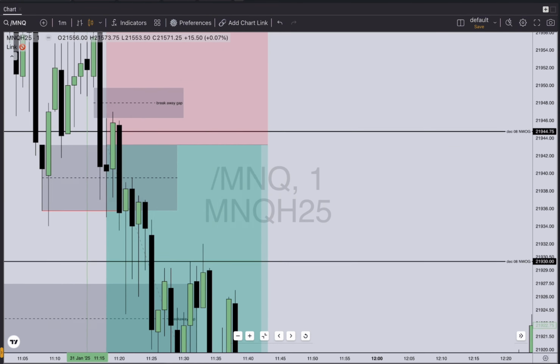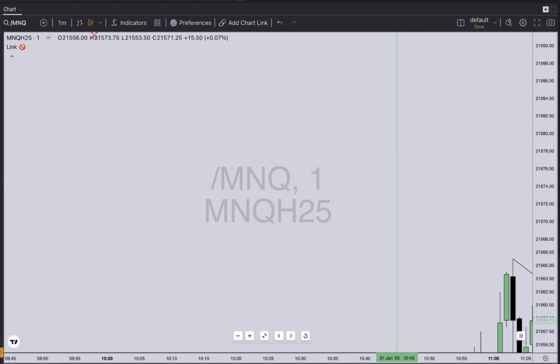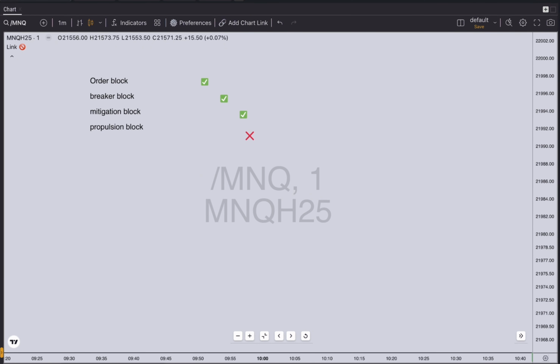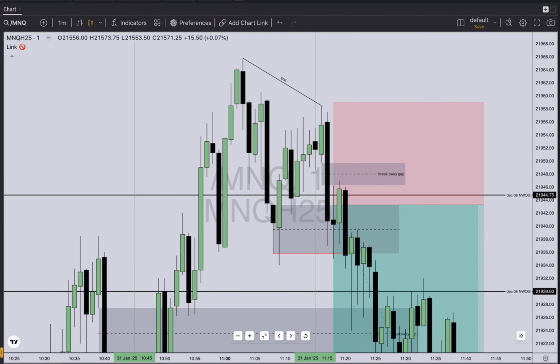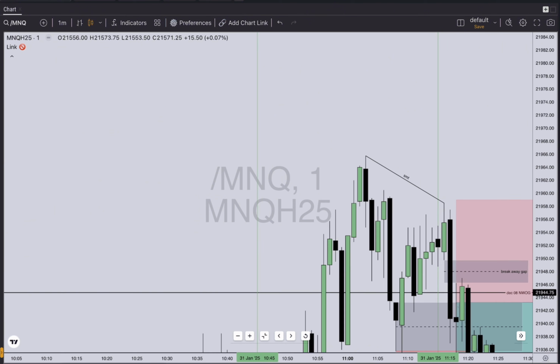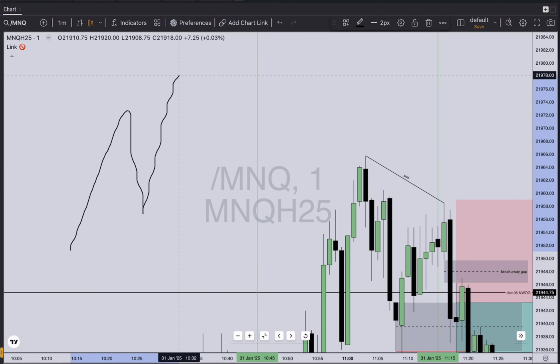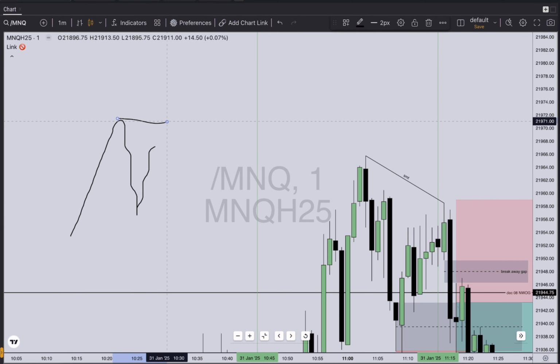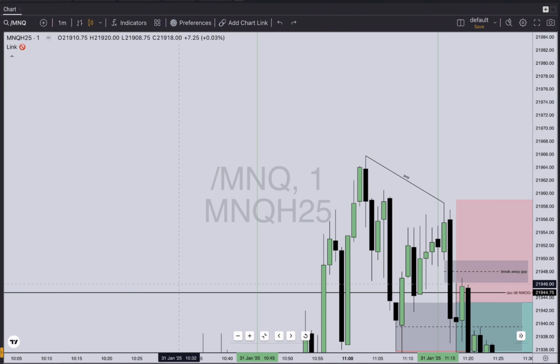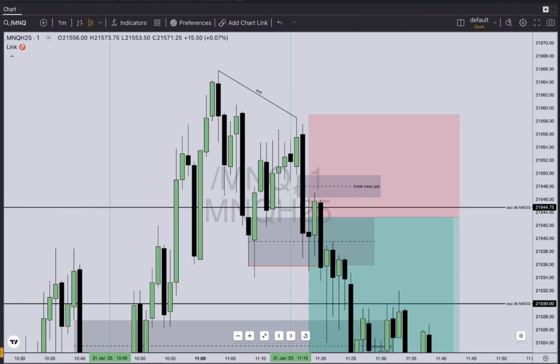The last kind is a mitigation block, which I'm going to be teaching. What is a mitigation block? You know how we spoke that an order block should propel price higher? A mitigation block is an order block that fails to propel price higher and it reverses. That is the entire thing. So for a mitigation block, we have a nice example here.